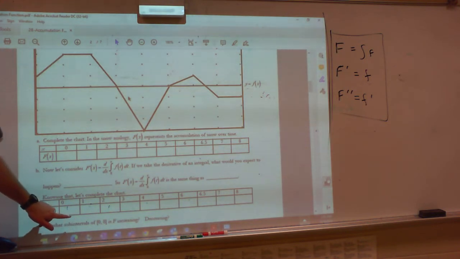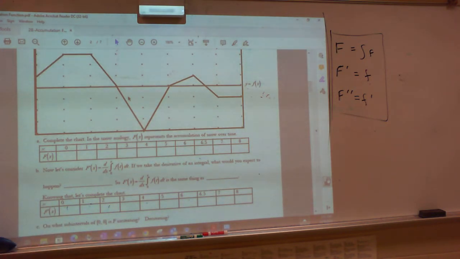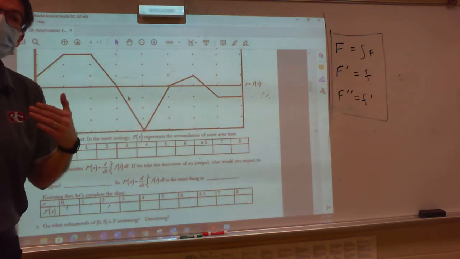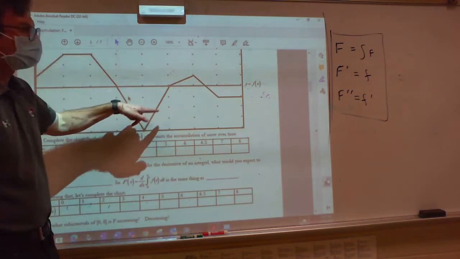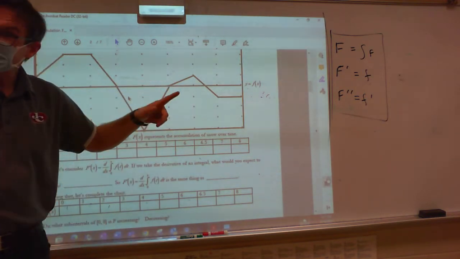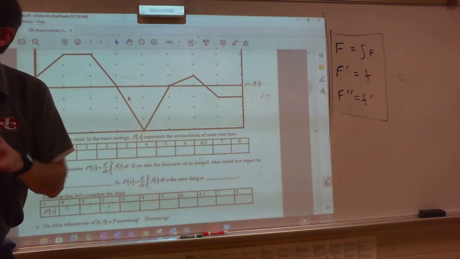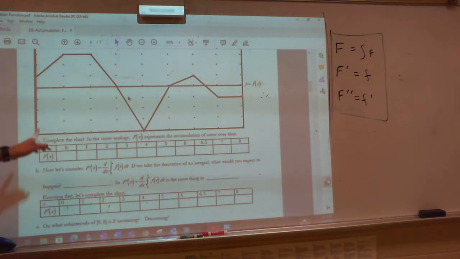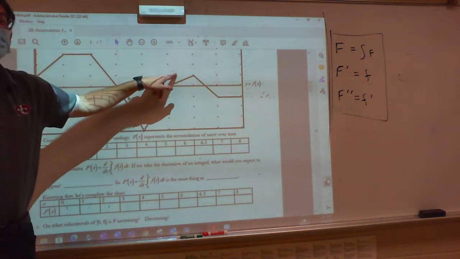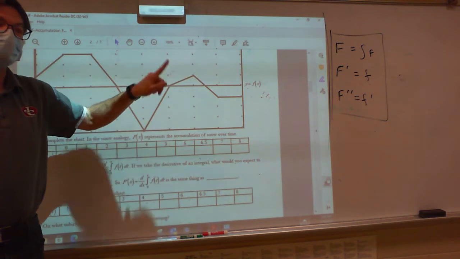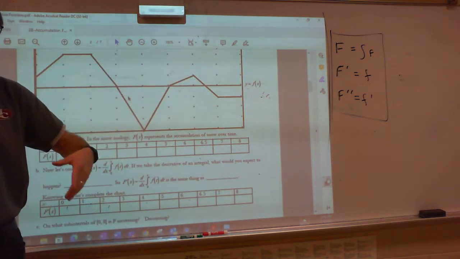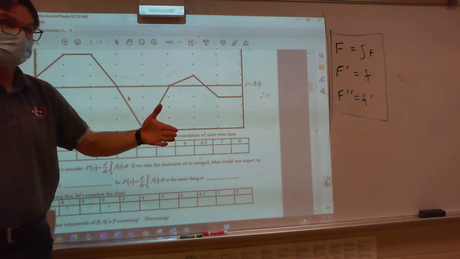Right? And what's about to happen is you're going to get some questions. They're going to ask questions about big F, but the only information they're giving you is the graph of little f. Let me say that again. This is a very common thing the AP exam does. They give you the graph of little f, and they're going to ask questions about big F.